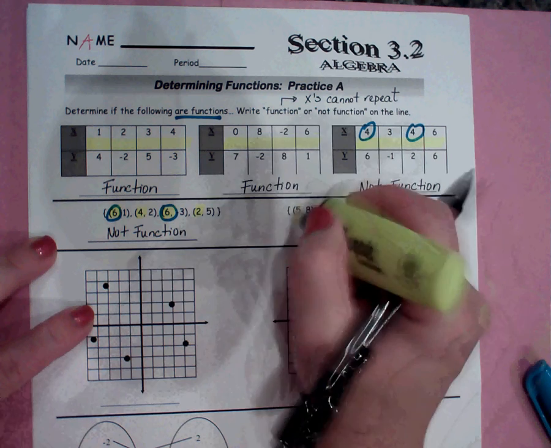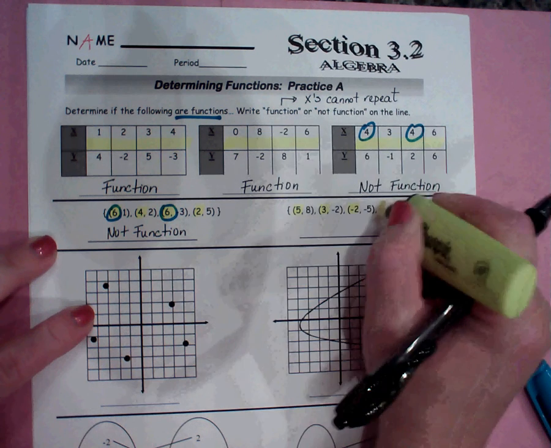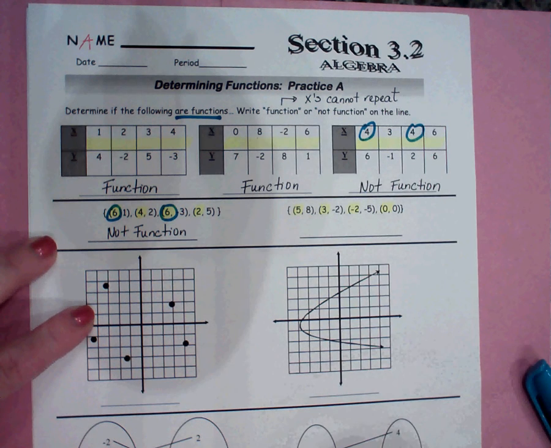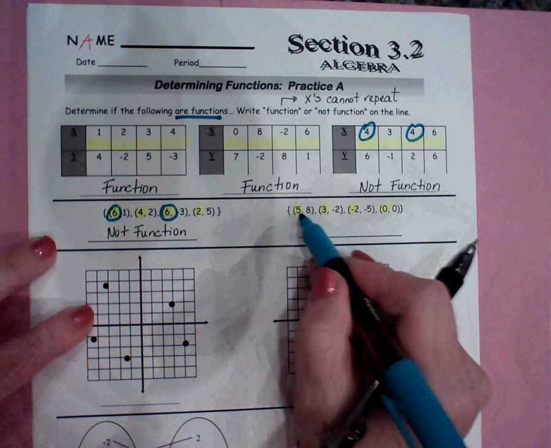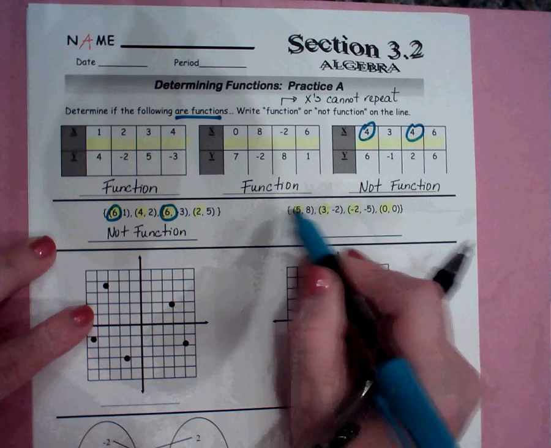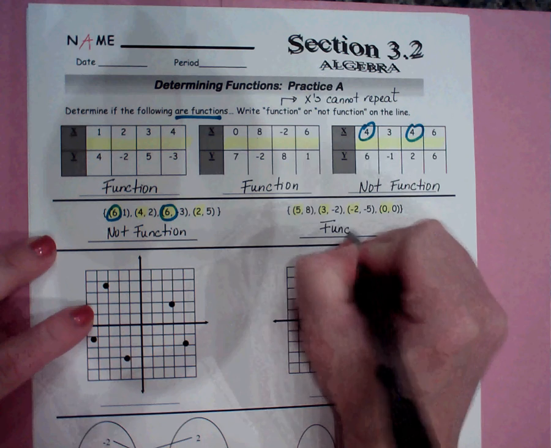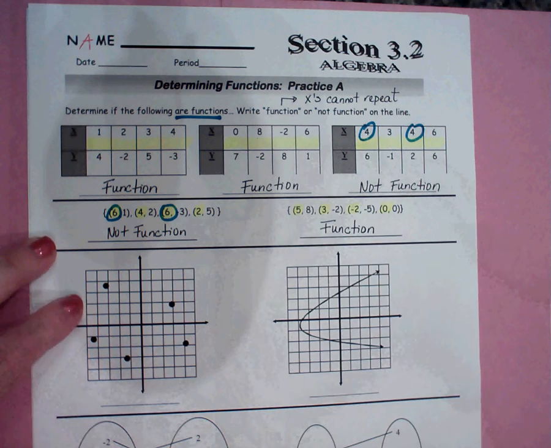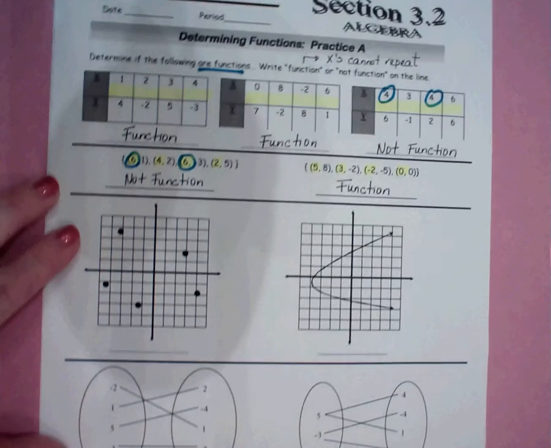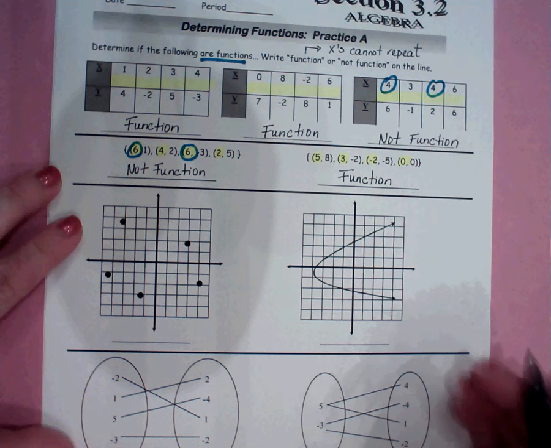Let's highlight the elements of my domain, which are my x's, first coordinate. Do I have any repeats? No, I do not. 5, 3, -2, and 0, which means this is a function. All right, for the next one, we've got to do the vertical line test.